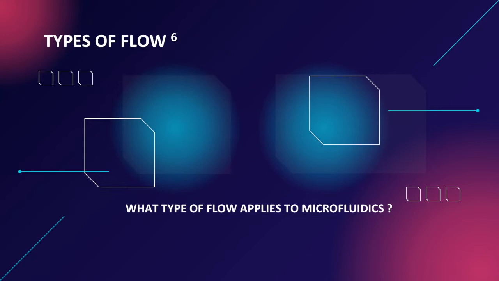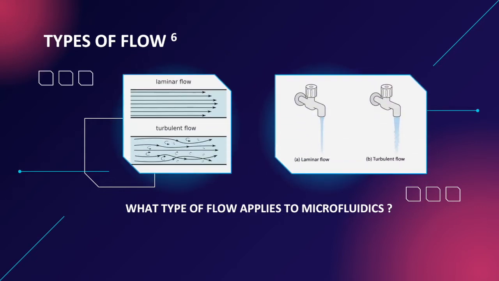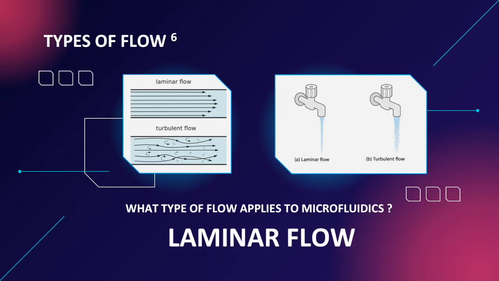Now that we know what types of fluids go through the system, we should also know the type of flow that it uses. And there are two types of flows, the laminar flow and the turbulent flow. The laminar flow travels smoothly or in regular paths, in contrast to the turbulent flow, in which the fluid undergoes irregular fluctuations and mixing. The type of flow that is usually used in microfluidics is the laminar flow.